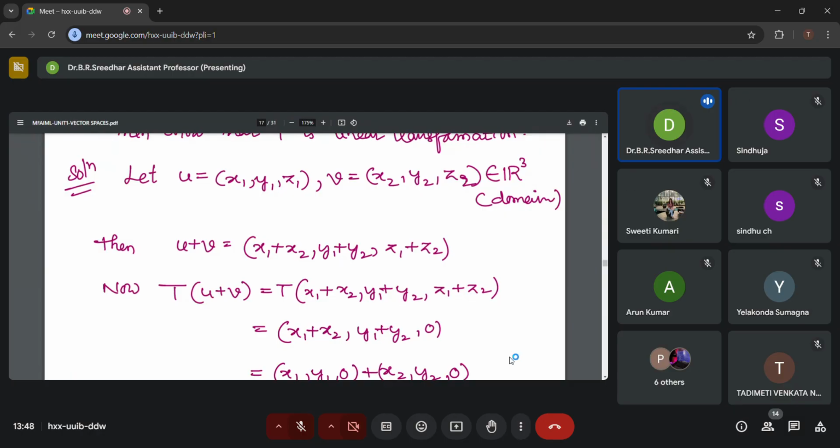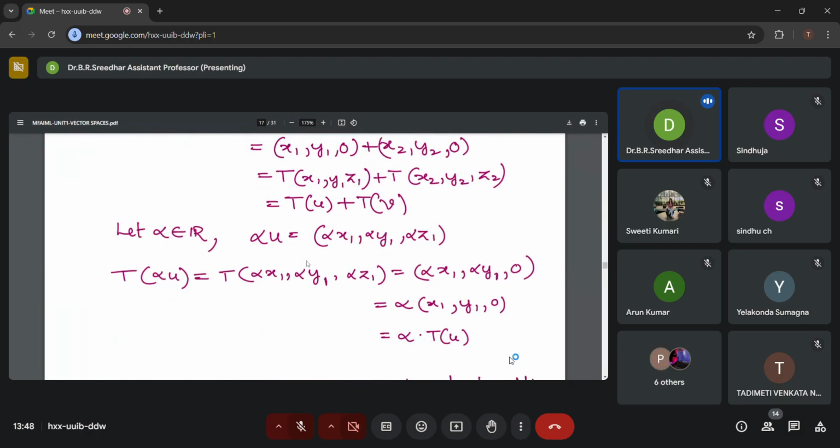The next condition, the second condition, is scalar multiplication. The first condition is vector addition. The second condition, scalar multiplication: T of k times u is equal to k times T of u, isn't it? Where k is some scalar in the same field F. Let me call it alpha. Alpha is some scalar. It is a real number and is defined in the same field F.